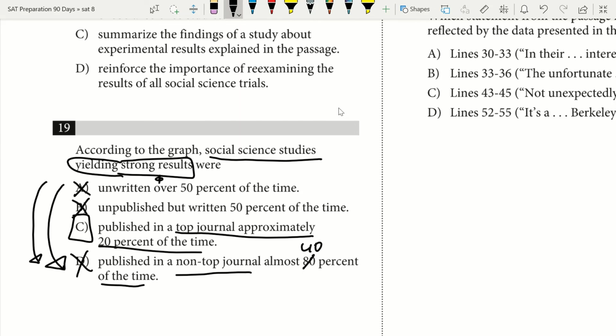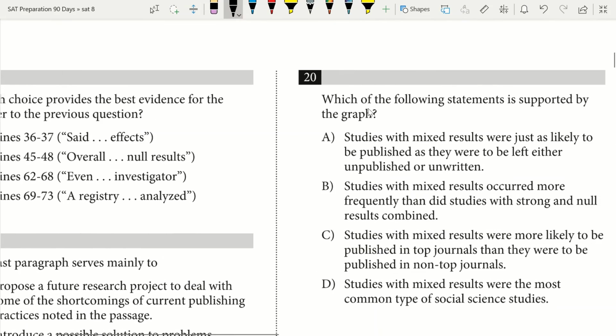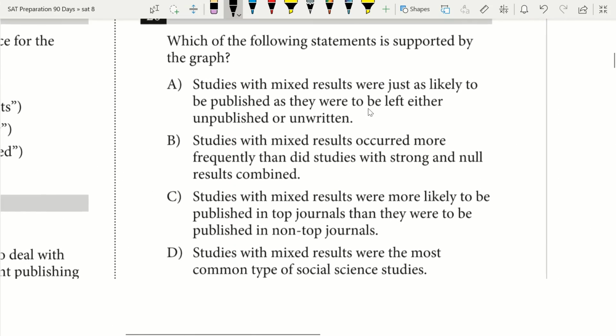Big tip there: just make sure that you're going back to your graph if you need to, to make sure you get to the right answer. It's always okay to go back to the text and back to the graphs on the SAT reading section.